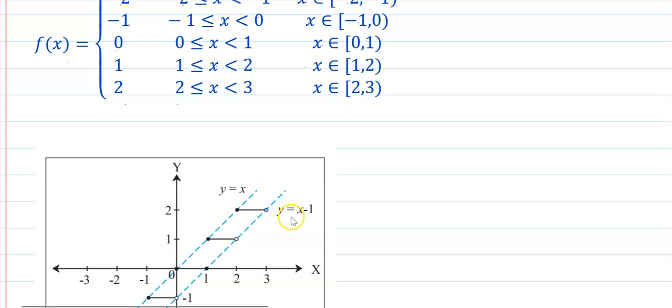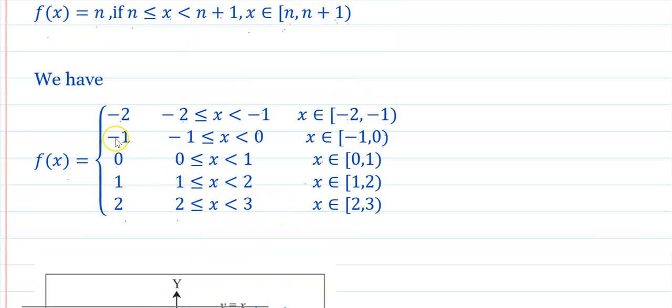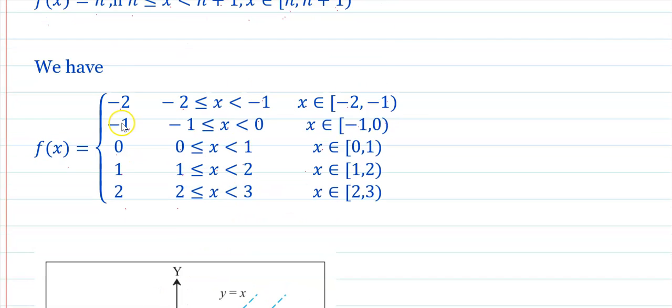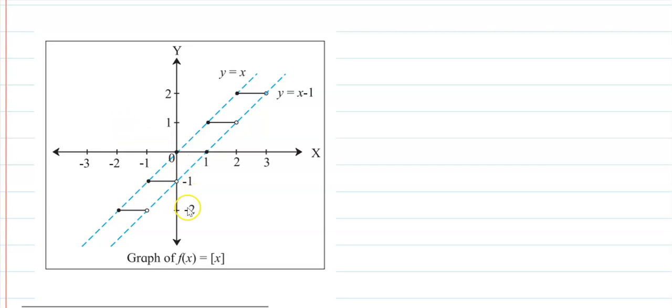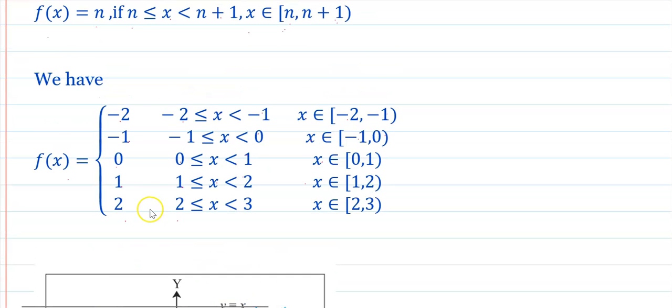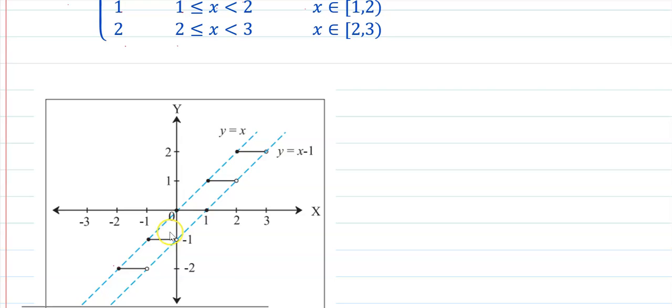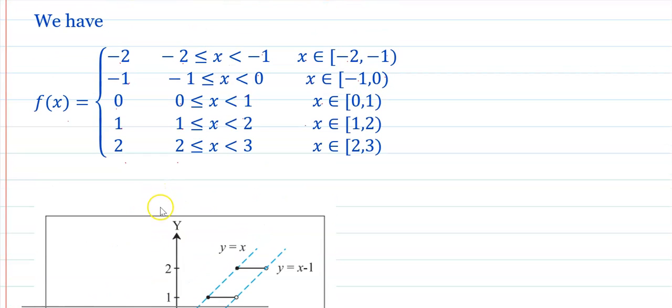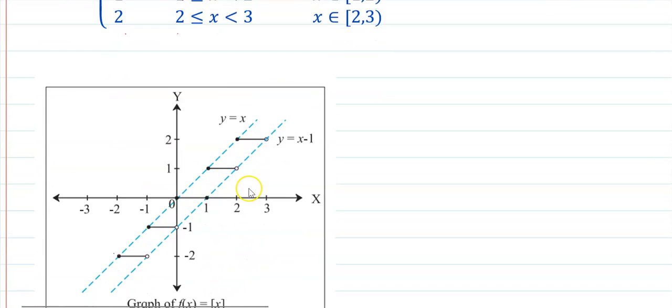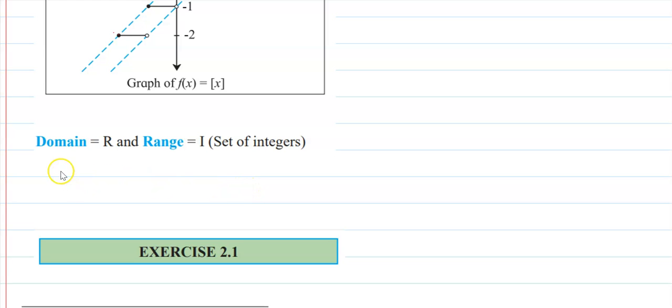Okay, what about its graph? The graph, first is f of x equal to minus 2. F of x means what? The value of y is minus 2, and it is in this way. Okay, next minus 1 here. Next is 0 and 1 and 2. Graph. Okay, what about the domain? Domain is R and the range is I, in this way.